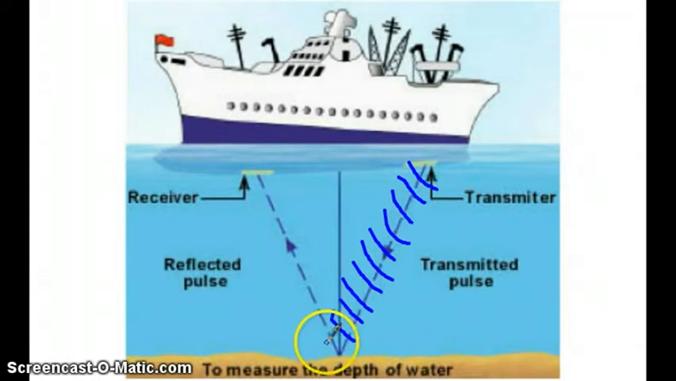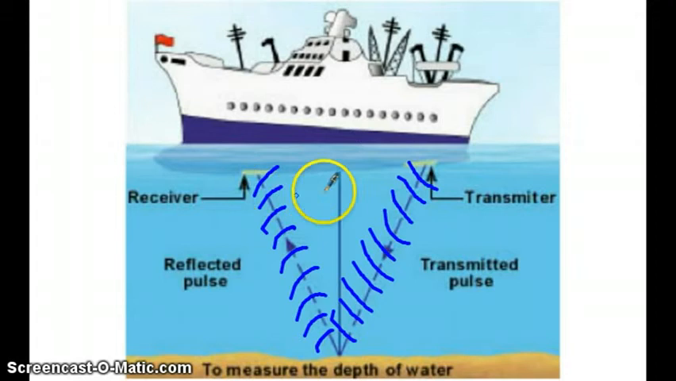So we can actually time how long it takes to go down to the bottom, bounce off an object and head back up to the receiver. So once we have the time, we divide it by 2 since there's a signal going down and a signal going up, and we'll find out what the depth to the bottom of the sea is.